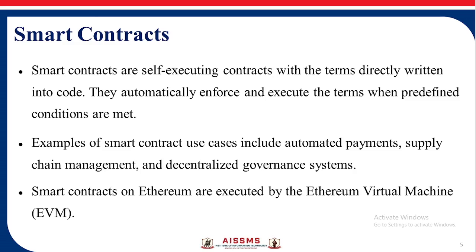Smart contracts are self-executing contracts with the terms directly written into code. They automatically enforce and execute the terms when predefined conditions are met. Examples of smart contract use cases include automated payment, supply chain management, and decentralized governance systems.